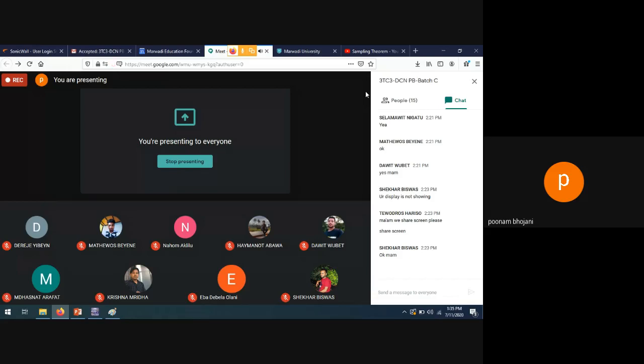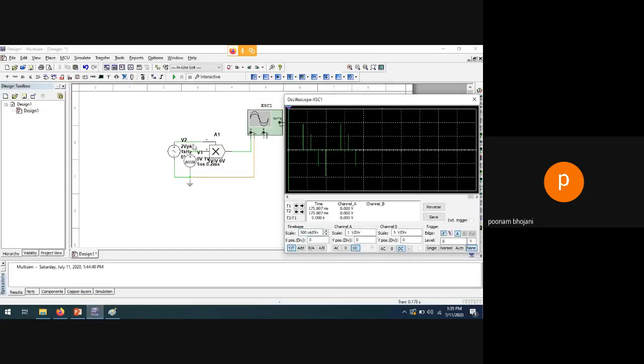For that, your sampling frequency must be greater than or equal to twice the maximum frequency. So what is the maximum frequency here? Let's say you are applying 1 kilohertz. Just a minute, let me show you. Let's say you are applying a 1 kilohertz sine wave.